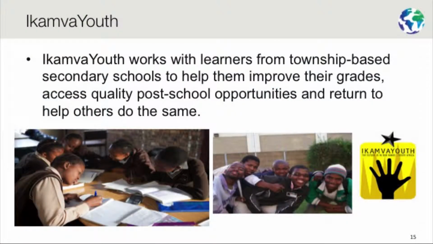Conv Youth is another of our alums. They were here just a couple of years ago. They work with learners from township-based secondary schools in South Africa to help them improve their grades, access quality post-school opportunities, and return to help others do the same. Once again, I think the pictures really help give the story about what they're doing, and that last piece of their impact model is really important. In some ways, that's their secret sauce, and that's a really important part of their impact and their sustainability. They want people to get to college, and then they want them to come back and help others.